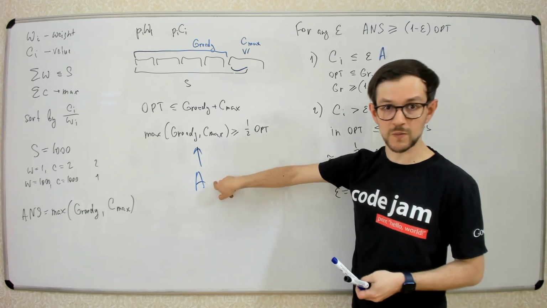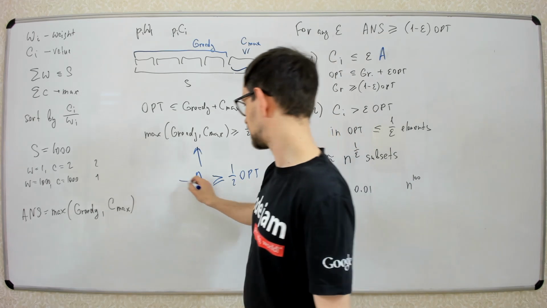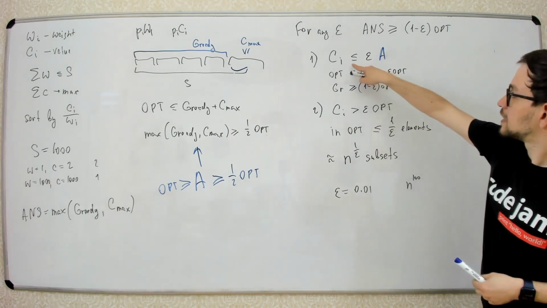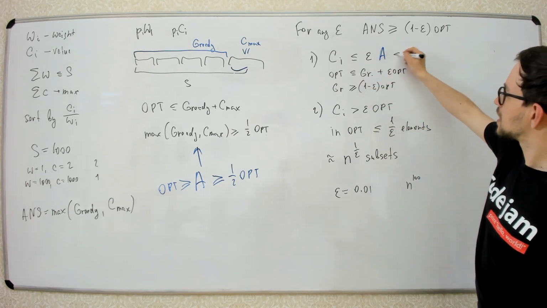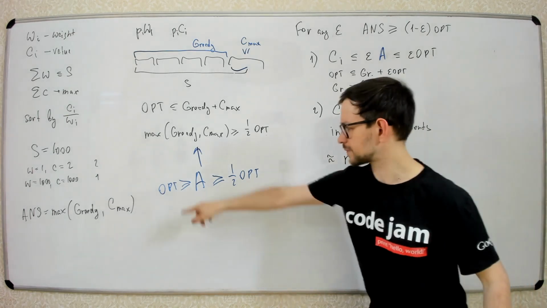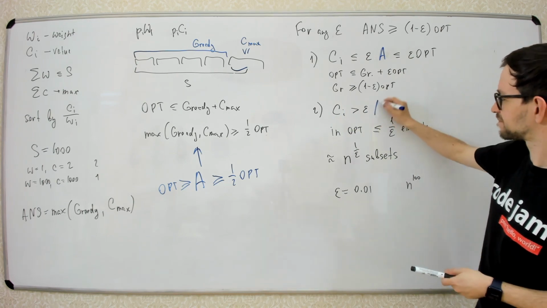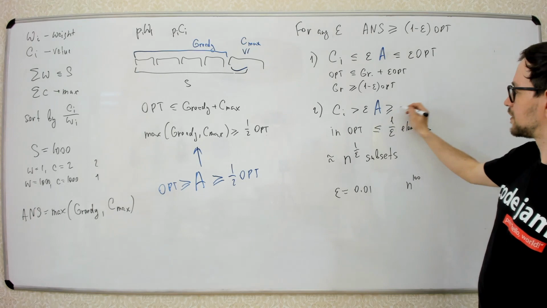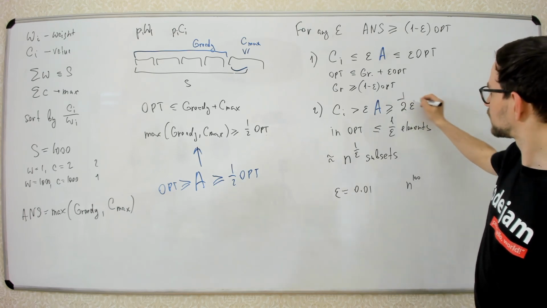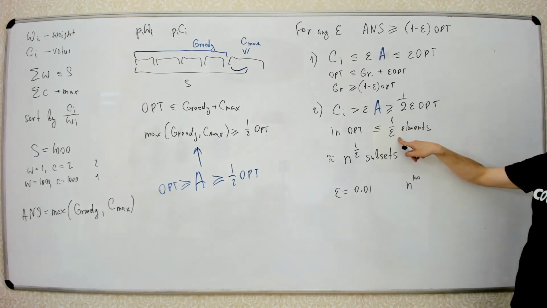What do we know about this A? We know A is at least opt, and it is definitely less or equal than opt. So if an element is less than epsilon A, then it is definitely less than epsilon opt, since A is less than opt. Here, I know that it is greater than epsilon A, which means it is greater or equal than epsilon opt over 2. So in my optimal solution, there are not 1 over epsilon, but 2 over epsilon elements of the second group.